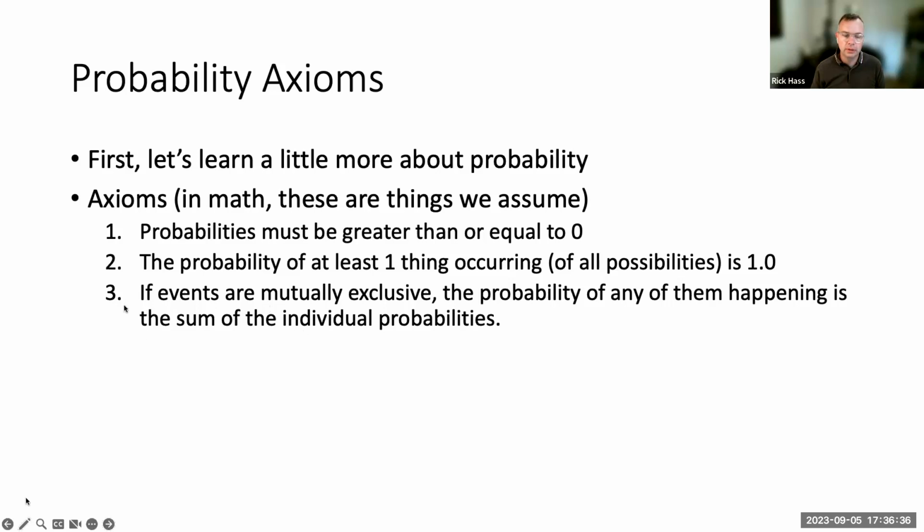The third axiom is really helpful when we're interested in multiple events and whether or not one of this set of events occurs. If events are mutually exclusive, and I'll talk about what that means in a minute, the probability of any of them happening is just the sum of the individual probabilities. And that's how we actually get number 2. So let's say there's a 35% chance that a randomly selected man has diabetes and a 65% chance that he doesn't. You can't have diabetes and not have it at the same time, which is the definition of mutual exclusivity.